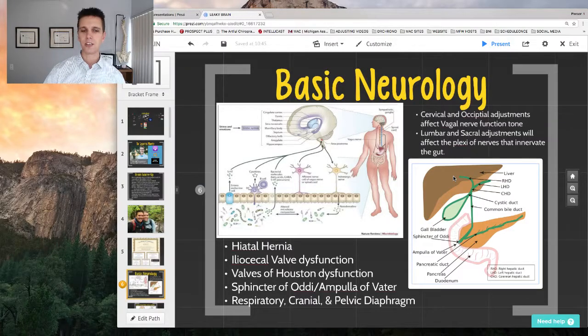We'll get into the functional neurology exercises later, but I want to go ahead and go back to the slide here. Cervical spine and occipital chiropractic adjustments affect vagal nerve function and tone, as well as lumbar and sacral adjustments will affect the plexus of nerves, so the lumbar plexus and the sacral plexus, that innervate the nerves that go to our gut or our colon, our small and large intestine, okay? So what is this saying? This is saying that the application of that artful chiropractic adjustment is extremely powerful, okay?